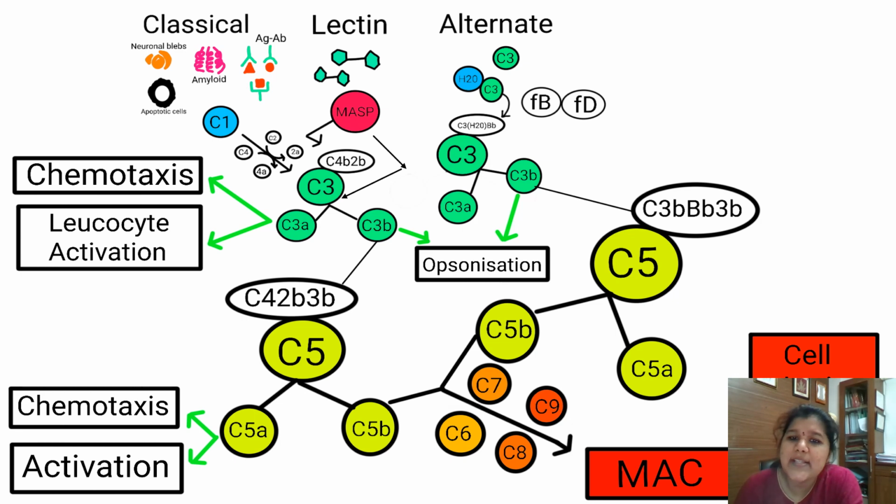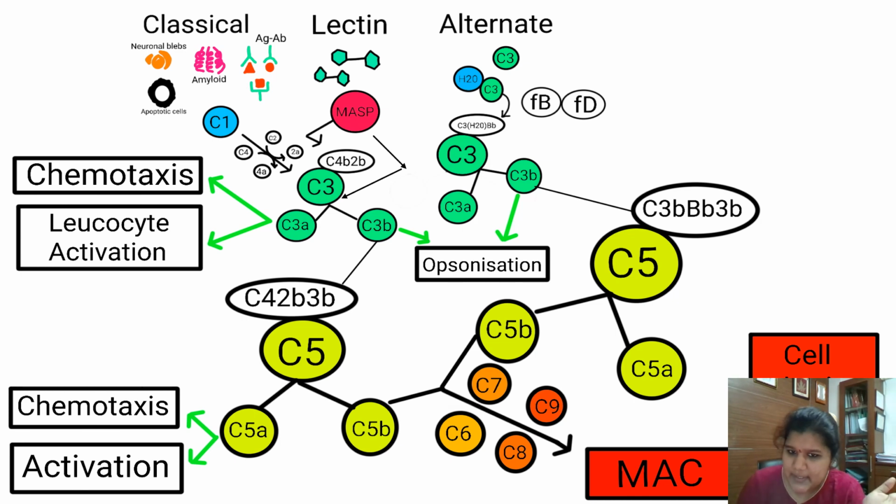The next pathway is the alternate pathway. In the alternate pathway, what happens is when the pathogen's surface is exposed, there happens a hydrolysis, that is water mediated breakdown of C3. Now this water mediated breakdown of C3 forms a hydrolyzed product of C3. This hydrolyzed C3 combines with factor B and factor D, producing a C3 convertase. This C3 convertase breaks down a whole C3 into C3A and B.